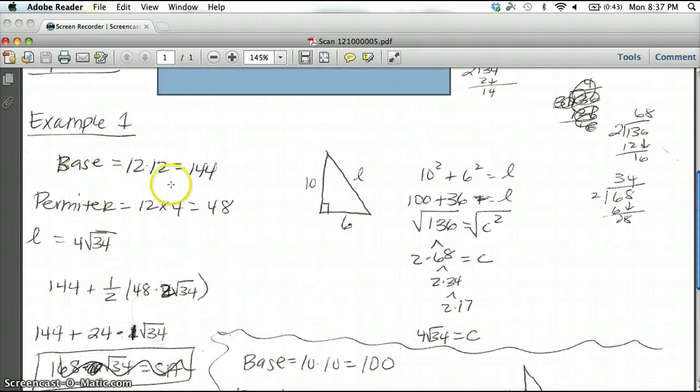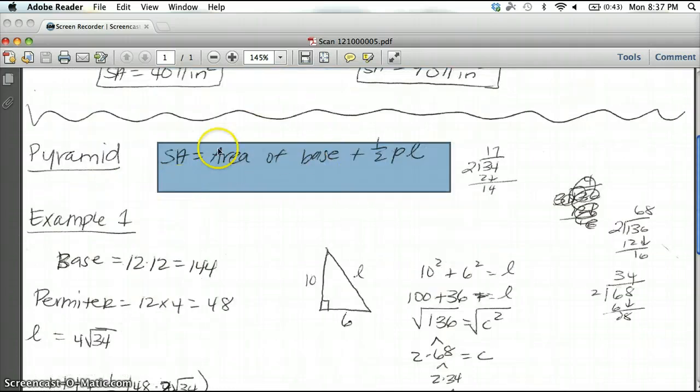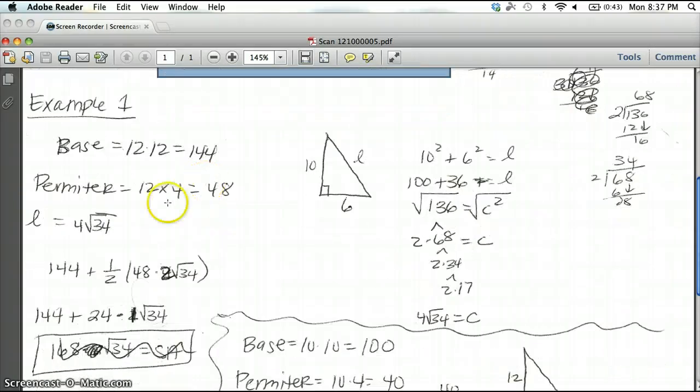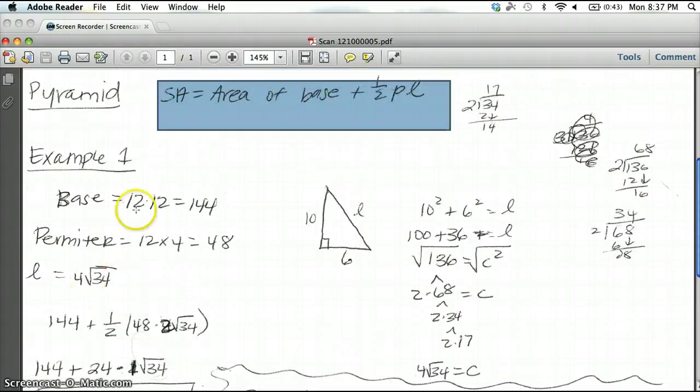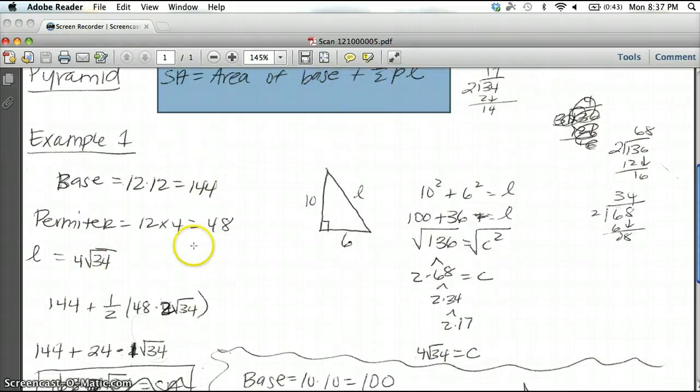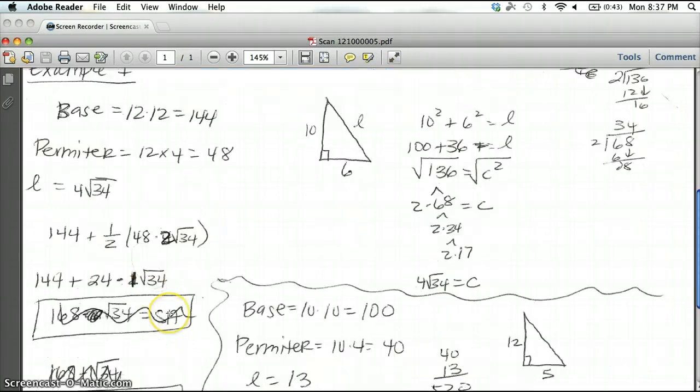So I've got my base, and if we go back up to my formula, it's the area of my base, which is 144, plus 1/2 my perimeter. My perimeter is 48, times my lateral height, which was 2 square root of 34. So I went ahead and took half from both. So I have 144 plus half of 48 is 24, and half of 2 is 1 square root of 34.